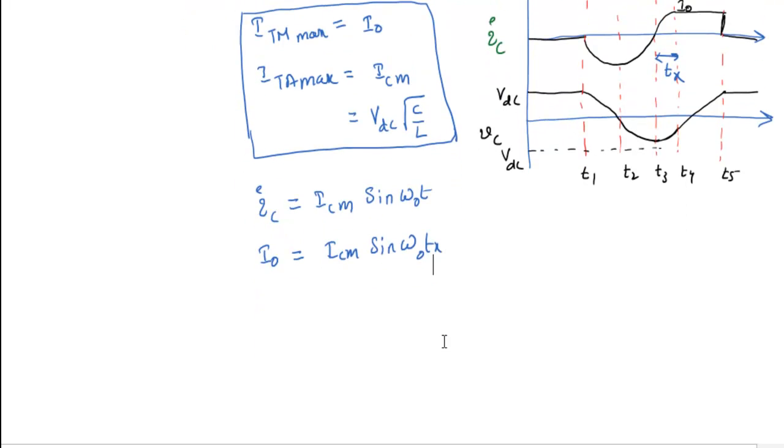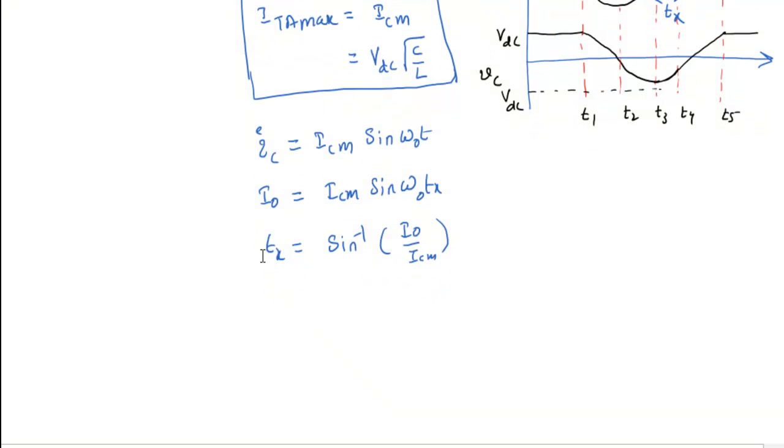How to calculate that? Take Tx out. So Tx is nothing but sin inverse of I0 by IC max. So this is what it is. But if you want to calculate this, if you want to convert this into a different form, we can still convert it. How to convert?